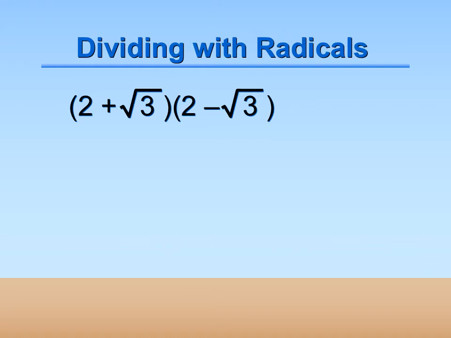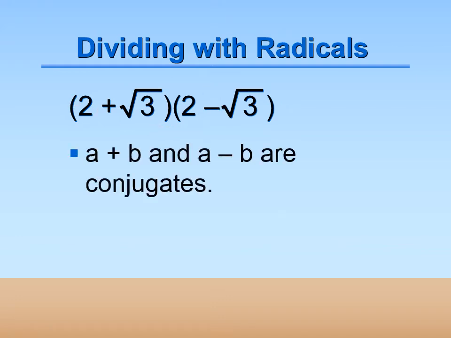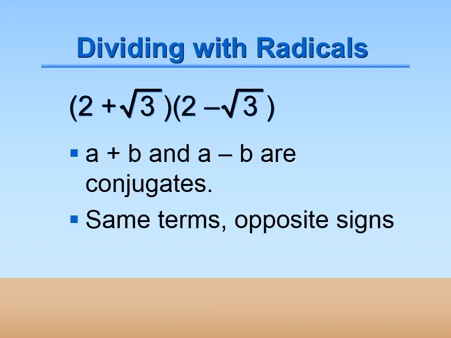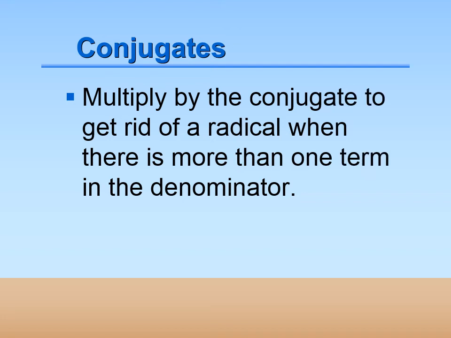So this right here, notice how the only difference between these two is the minus sign, right? That's the only difference. You have the same terms, but instead of plus, you have minus. When you have a number plus another number and a number minus a number, and the A and B are the same thing, the only difference is the plus and the minus, we call that conjugates. So it's the same terms, but opposite signs. And conjugates are super useful.